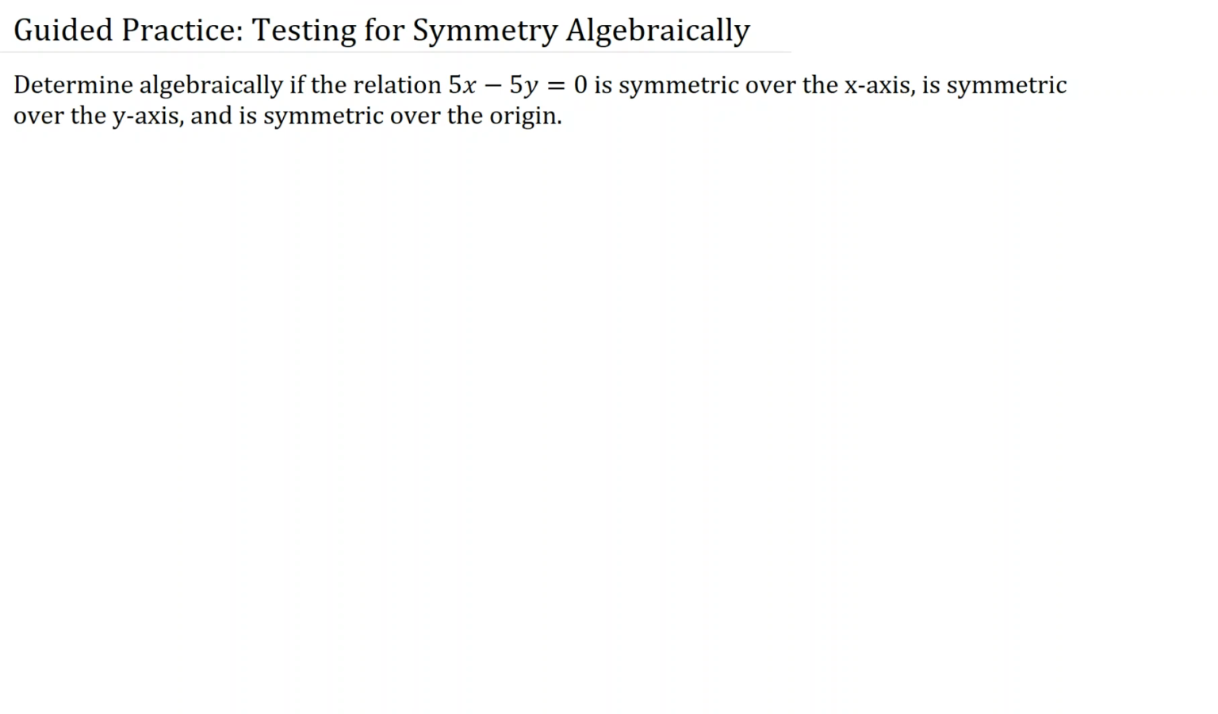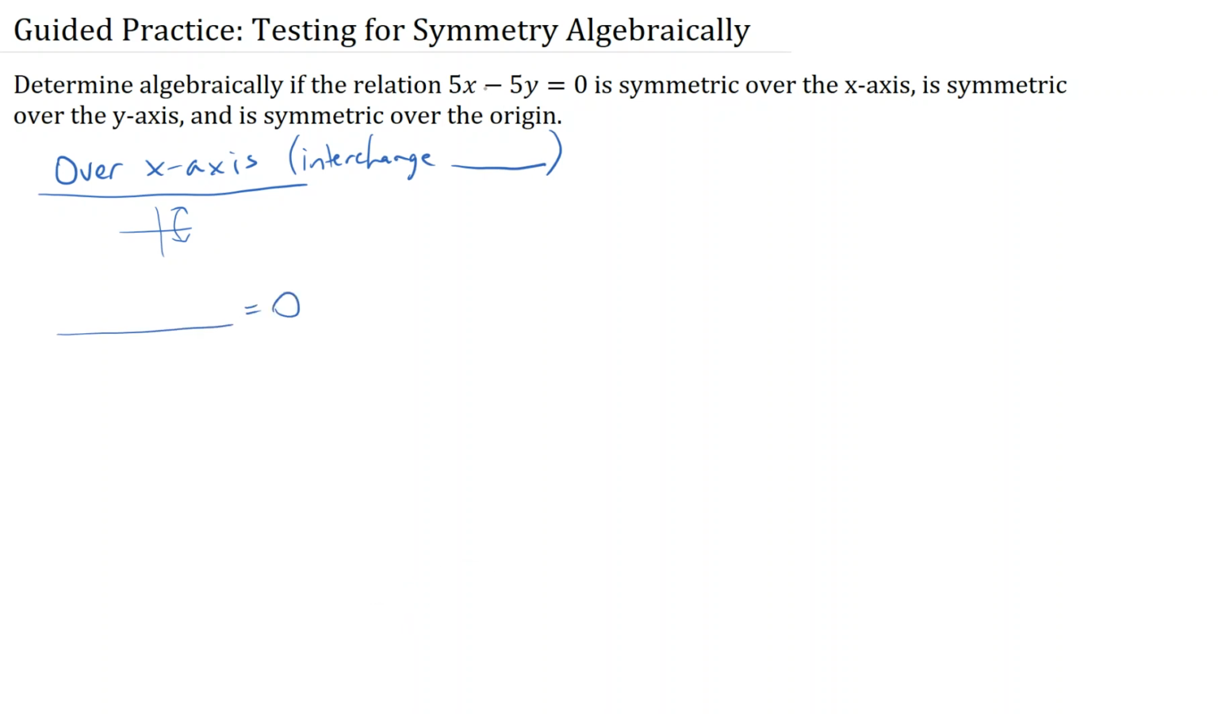Okay, so now we want to test if this relation 5x minus 5y equals 0 is symmetric over the x-axis. So we'll do that first. And when you're testing for symmetry over the x-axis, you want to think to yourself, alright, it needs to be symmetric this way. So what do we interchange when testing for symmetry over the x-axis? We do one interchange. So make that change and then rewrite your relation equals 0, of course, where x is replaced or y is replaced with the appropriate thing here.